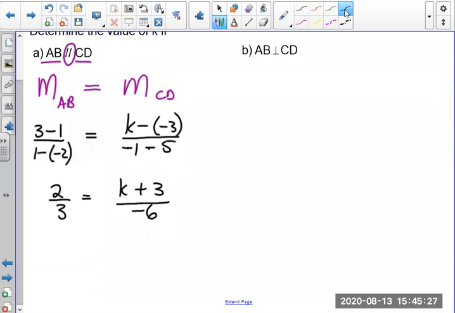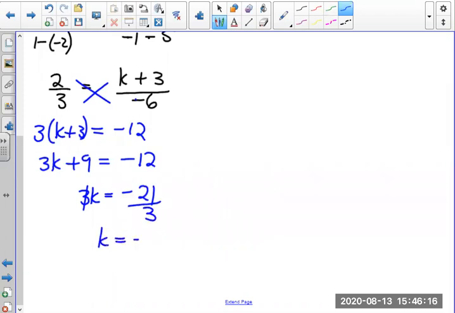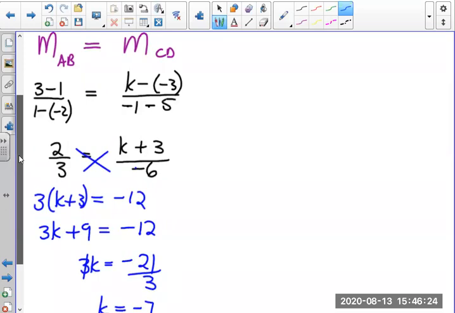What do you know if you have a fraction equals a fraction? You can cross multiply. So cross multiply, that will give you 3 times k plus 3 is equal to minus 6 times 2 is minus 12. So that will give you 3k plus 9 is equal to minus 12. Now you just solve. Can you see now it's just algebra? So 3k is equal to minus 12. Take the 9 to the other side, minus 9. That will give you minus 21. And to get rid of the 3, you're just going to divide by 3, and you're getting k as minus 7. So if you move that point so that k is minus 7, you will have parallel lines.